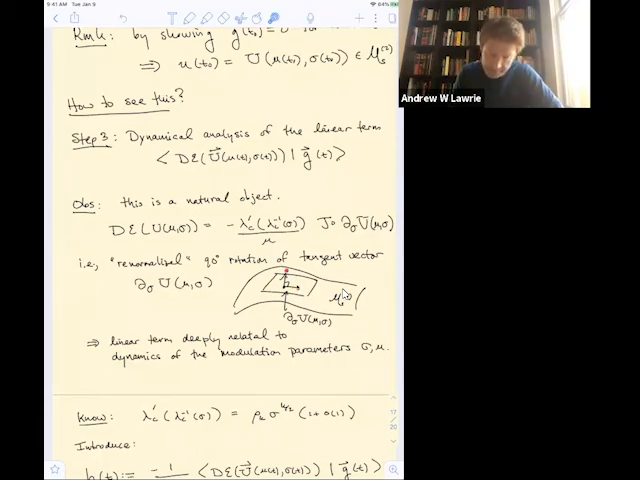So this is now projection of G onto this vector. I'm measuring how much of G lies in this direction, and this term is now going to be deeply related to what are called the modulation parameters mu and sigma, the dynamics of these modulation parameters.